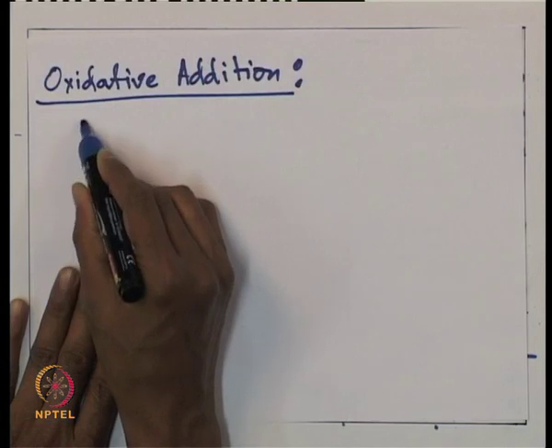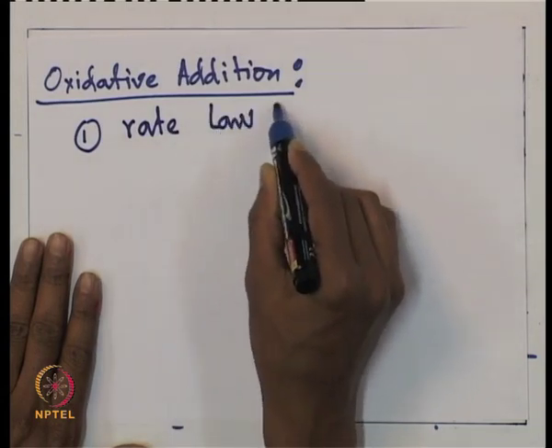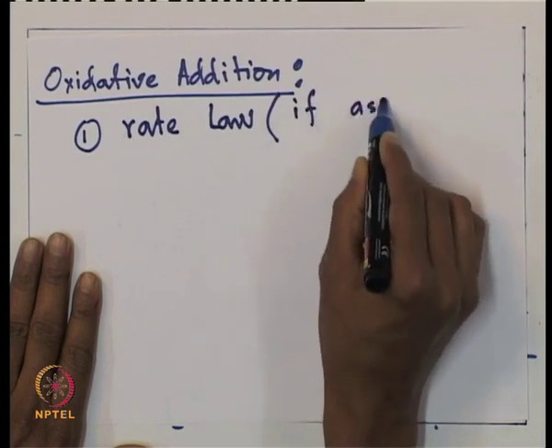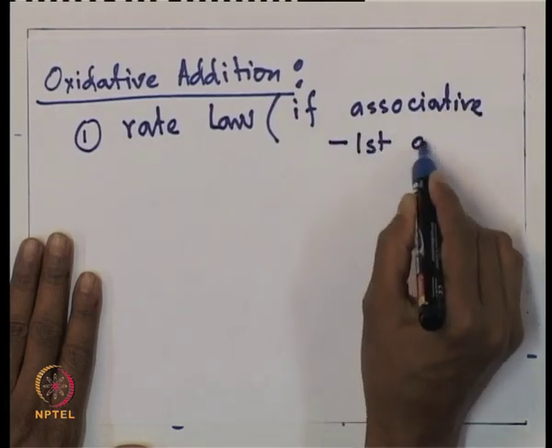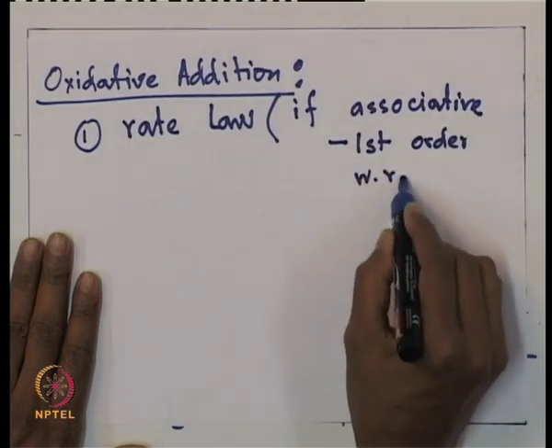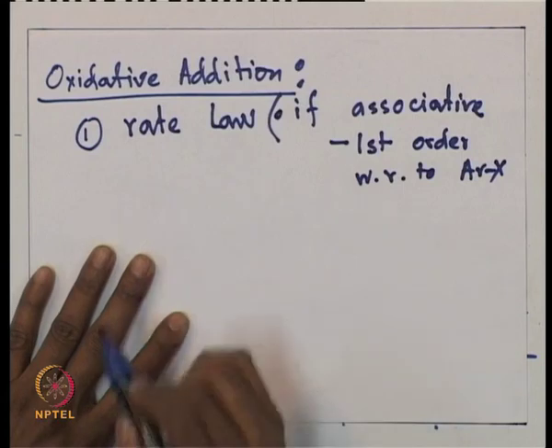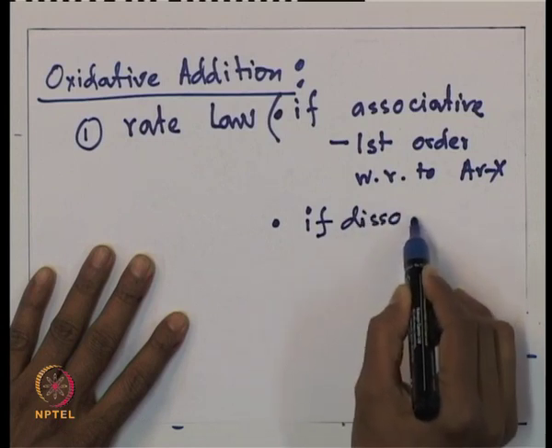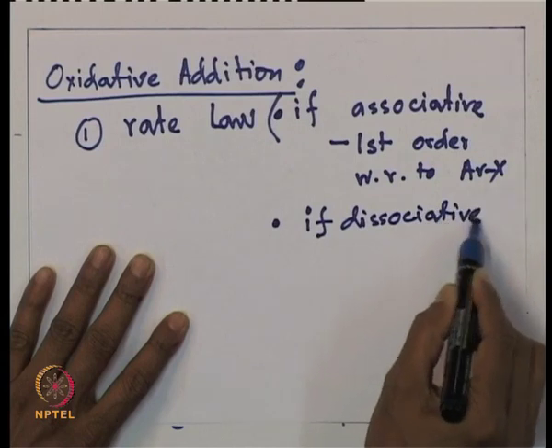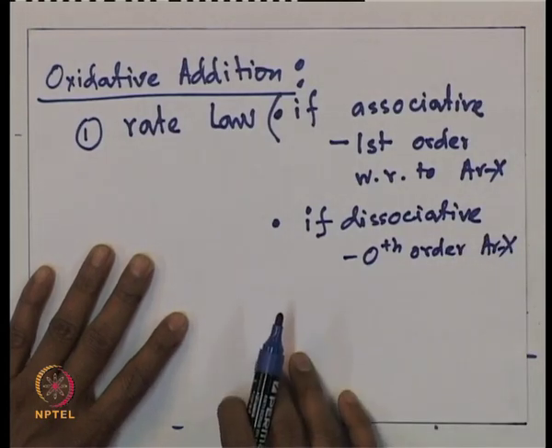Now, if you look at the oxidative addition and try to deal with its rate law, then you will see if it is associative, we will have first order with respect to ARX. Oxidative addition is happening in ARX. If it is dissociative, then we will have zeroth order with respect to ARX. That is the first thing we will see.